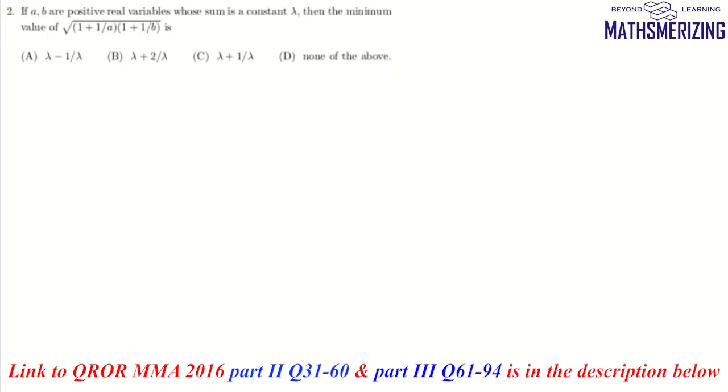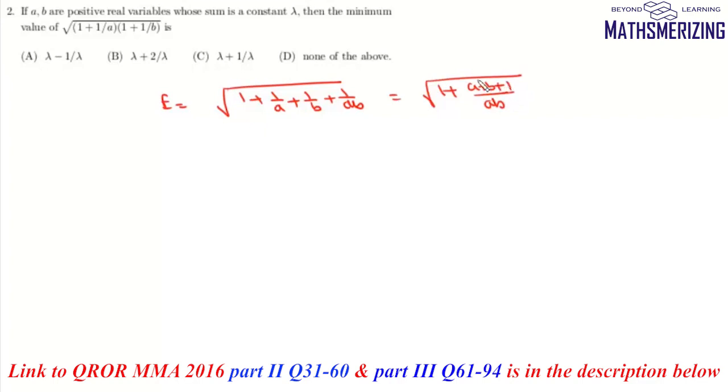Now question number 2 is, if a and b are positive real numbers whose sum is a constant lambda, then we need to find the minimum value of under root of (1 plus 1 upon a)(1 plus 1 upon b). Now we know that we can write this expression E as under root of 1 plus 1 upon a plus 1 upon b plus 1 upon ab. Now we can also write this as 1 plus (a plus b) upon ab, plus 1. Now the value of a plus b is constant and that is lambda. So we can write this as 1 plus lambda plus 1 upon ab.